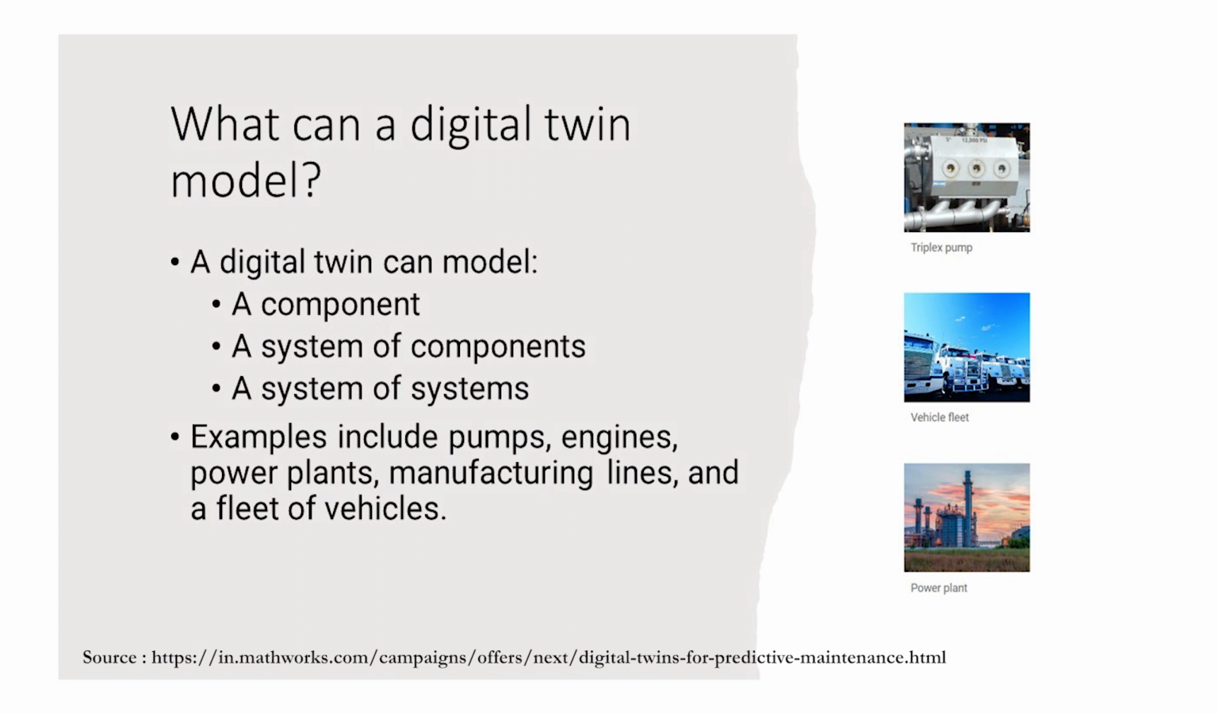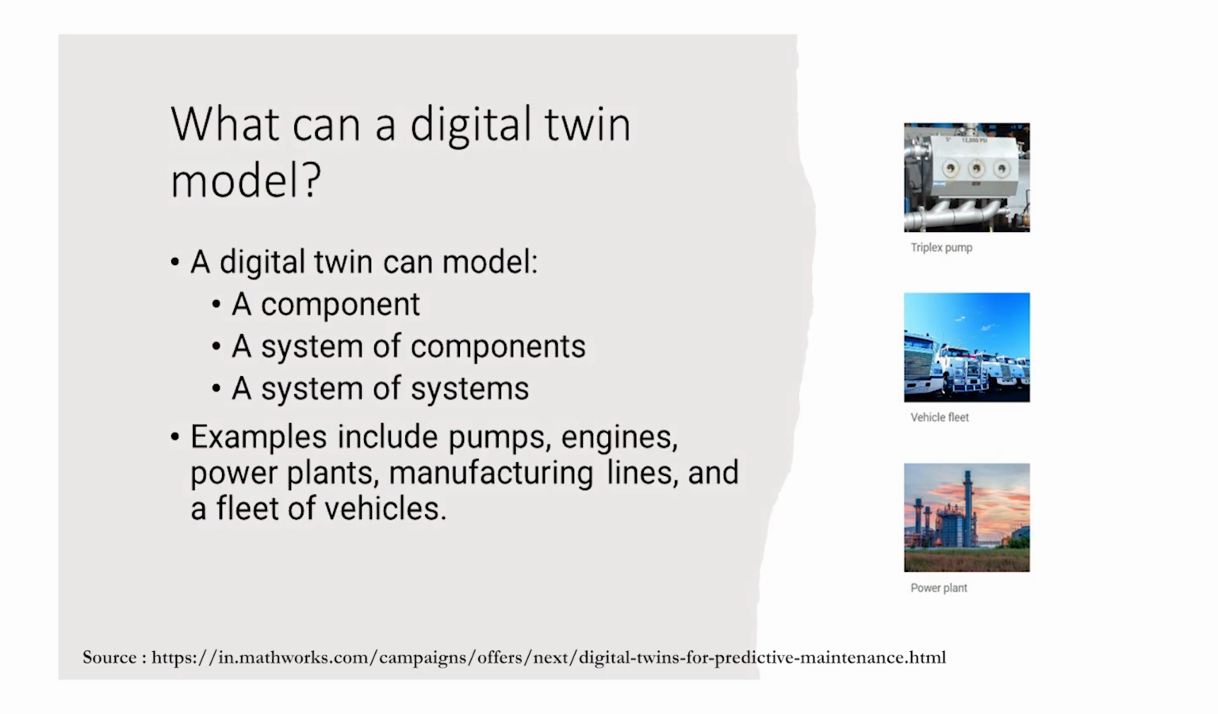Examples of digital twins are pumps, engines. You can create a twin of a pump, a twin of an engine, a twin of a power plant. That would be a system of systems, right? A power plant would be a system of systems, many different systems. Manufacturing lines are again systems of systems. A fleet of vehicles, again a system of systems. An engine is a system of components. A pump is a system of components.